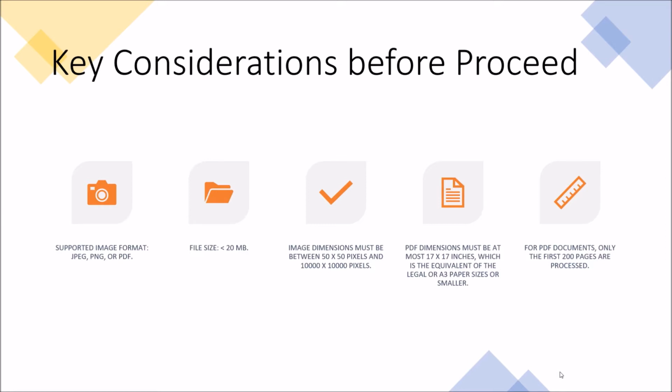PDF dimension must be at the most 17 by 17 inches, which is the equivalent of legal or A3 paper size or smaller. For PDF documents, only the first 200 pages are scanned. So these are the few consideration points that we need to consider before we proceed further with receipt processing.